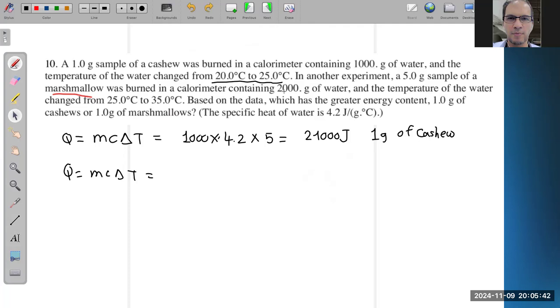I choose the water, right? In Q equals MC delta T, if we forgot, the M is the mass of the water. Don't forget mass. You don't choose the 5. This 5 I will use it later when I try to find the number of moles. So it is 2,000 multiplied by 4.2. In case you forgot, the mass in Q equal to MC delta T is the mass of the water, not the mass of the substance that you are burning.